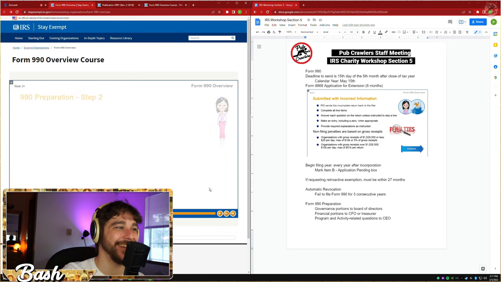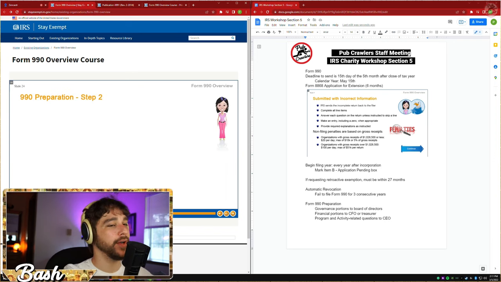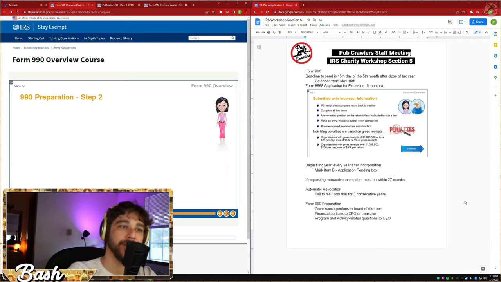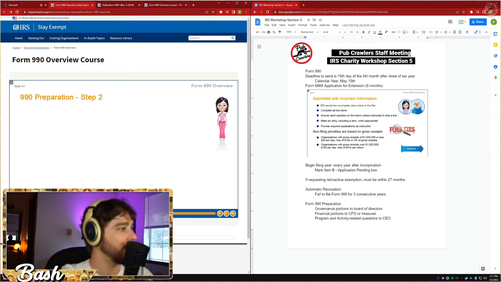Makes sense, right? And even though this comes down to the state, this is pretty much the way things are going to be broken up. The governance is going to be held by the board of directors. The financials is going to be organized by whoever's the CFO, or if we hire out to a CPA, and then the program and activities is going to be run by whoever the chair or CEO is. But very easy stuff, you know. Mm-hmm. I mean, definitely.